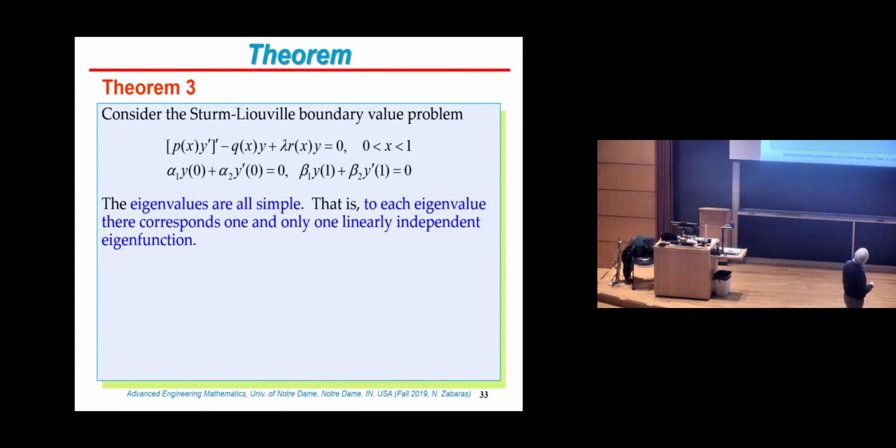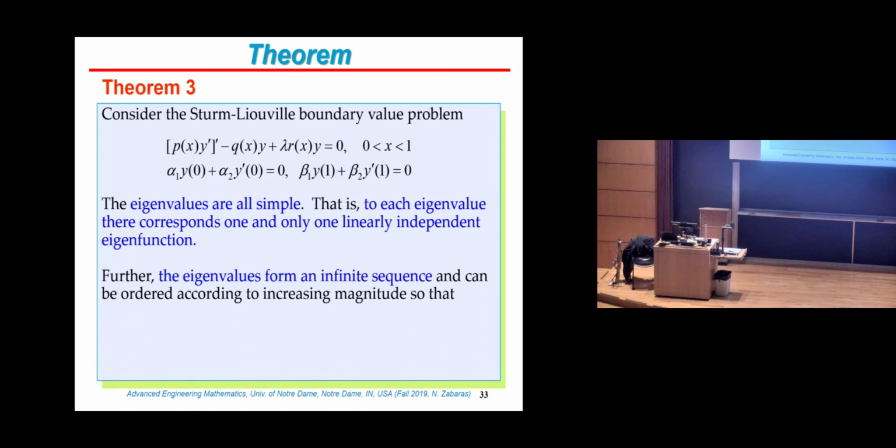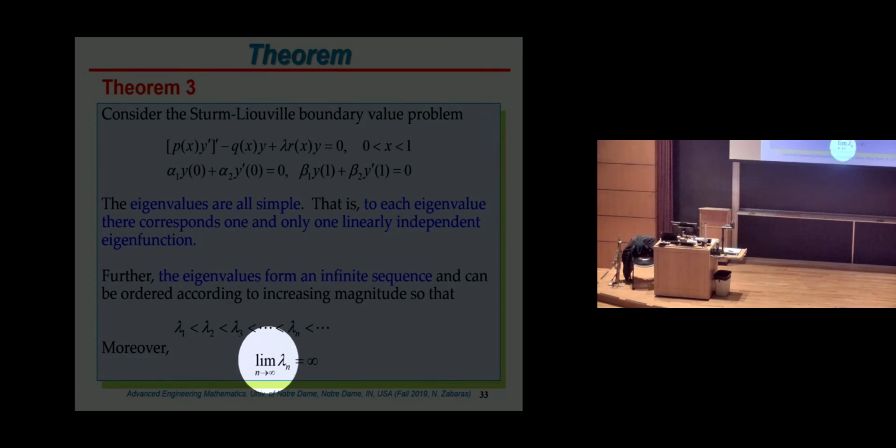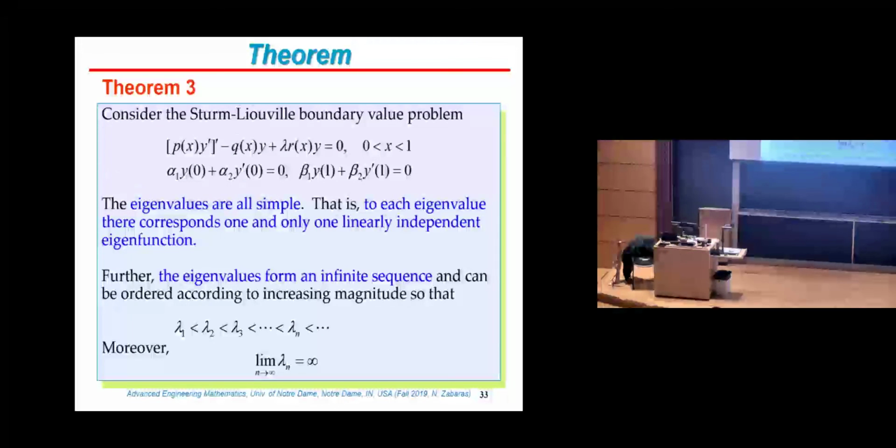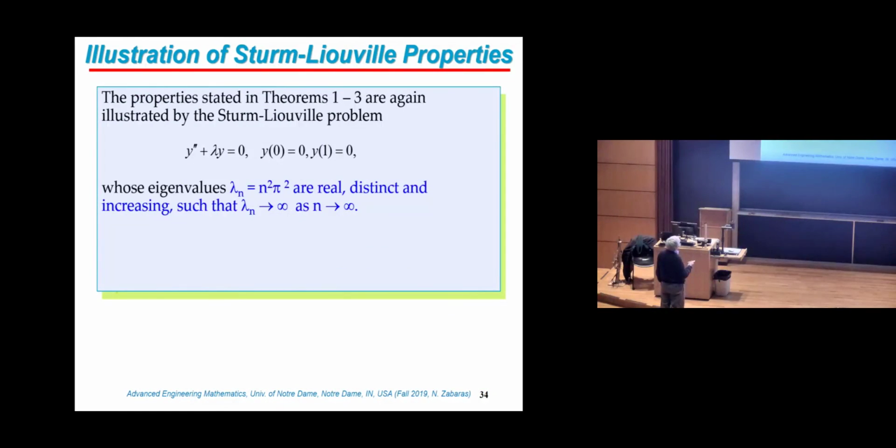Theorem 3. For each eigenvalue, there is only one eigenfunction. All the eigenfunctions are linearly independent, and you have an infinite number of eigenvalues and eigenfunctions. So if you order them like this, and you take the limit of lambda n as n goes to infinity, that limit is infinite. Okay, so you have an infinite set of eigenvalues and eigenfunctions. You may say that's bad news, but it's expected, right? You work with functions now, you will not have a finite number of eigenvalues.